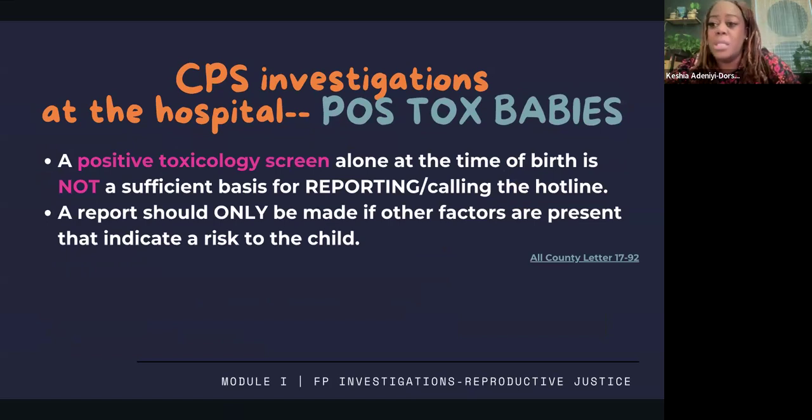As it pertains to positive tox babies, because this one comes up a lot, what our county has said, and they issued a letter, it's called All County Letter 17-92, and I will provide these documents to you: a positive toxicology screen alone at the time of birth is not a sufficient basis for reporting or calling the hotline, okay? The hotline should only be called if there are other factors present that indicate that there's a risk to the child. So we can go to the next slide.